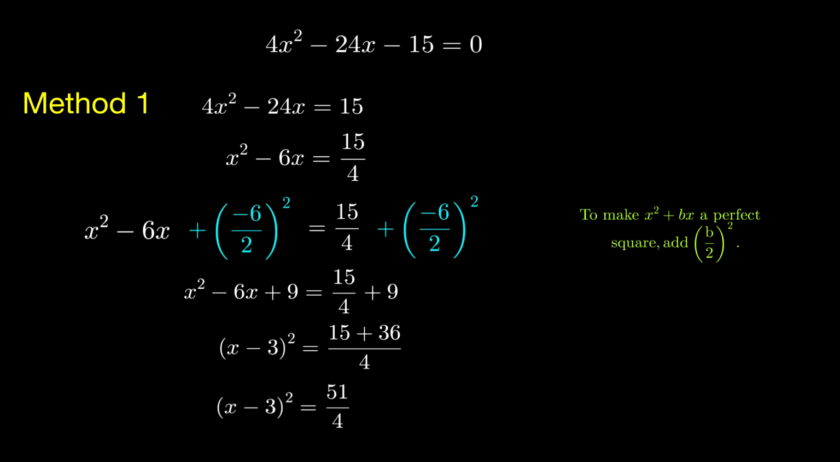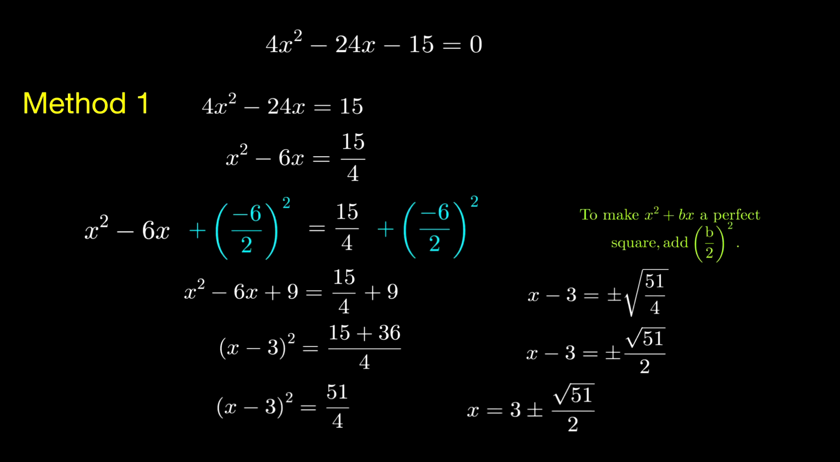And applying square root property, we'll get here x minus 3 equal to plus or minus, don't forget the plus or minus sign, plus or minus the square root of 51 over 4, which is equal to plus or minus square root of 51 over 2. And adding 3 to both sides of this equation, we'll get here x equal to 3 plus or minus square root of 51 over 2. And we can combine these into a single fraction and write it as 6 plus or minus square root of 51 all over 2.